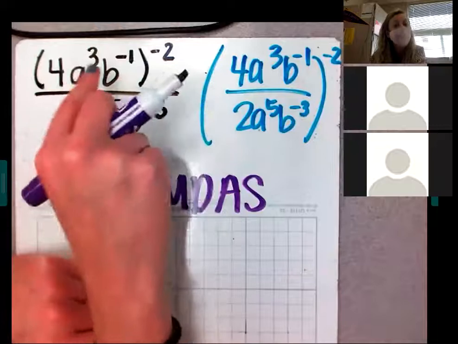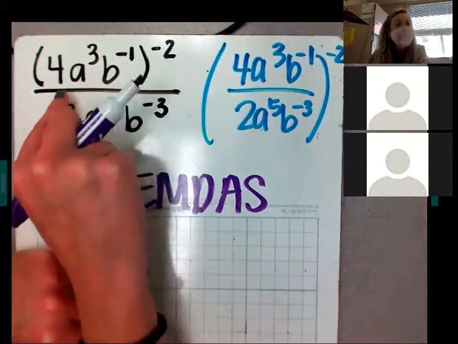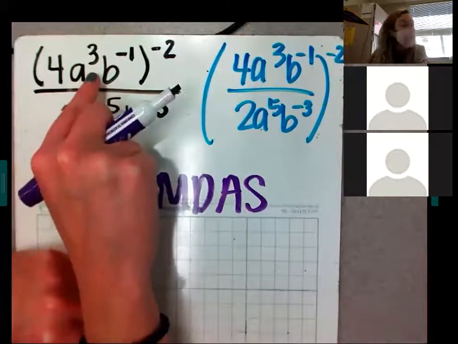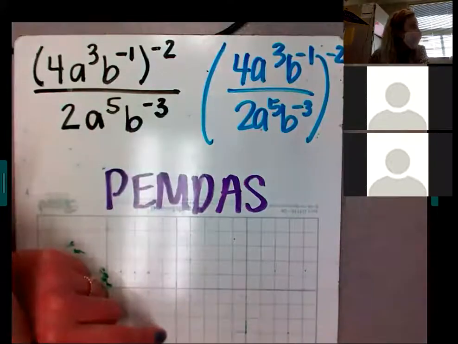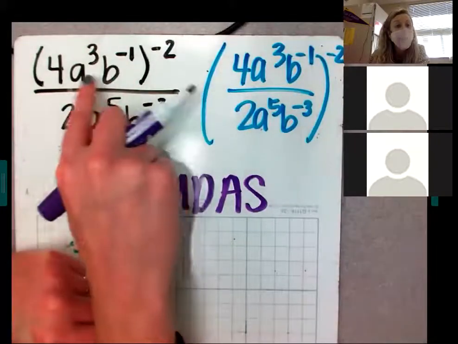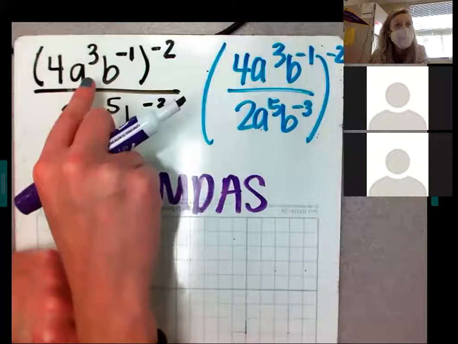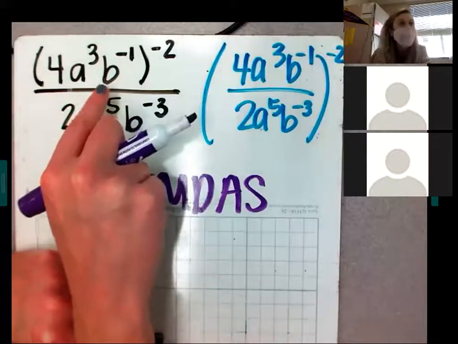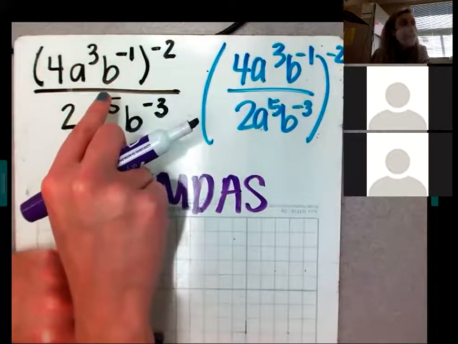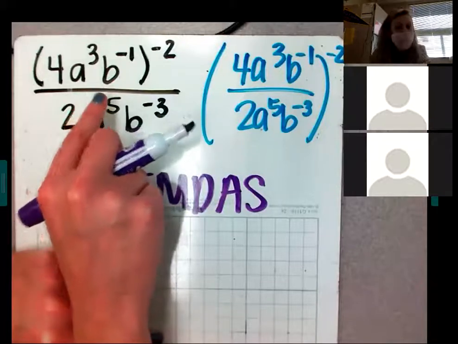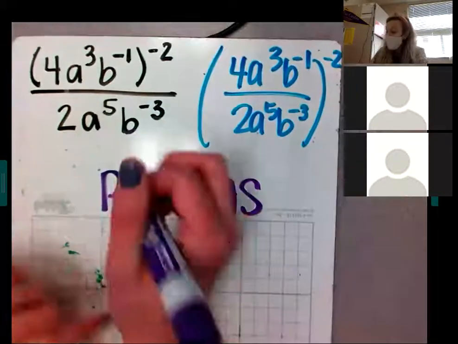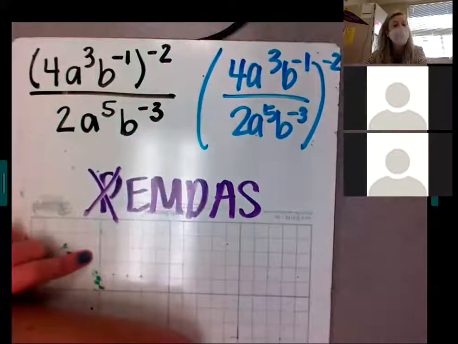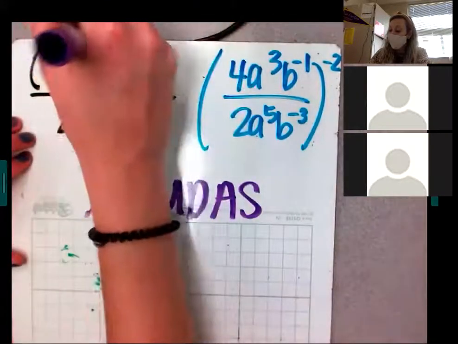So let's look at the parentheses of this black one. Can you do 4a cubed b to the negative 1? No, because a 4 can't combine with an a. They don't both have an a. And an a can't combine with a b because they're not the same letter or base. So we can't even do parentheses first. What comes next? Exponents. You should have taken the negative 2 in.